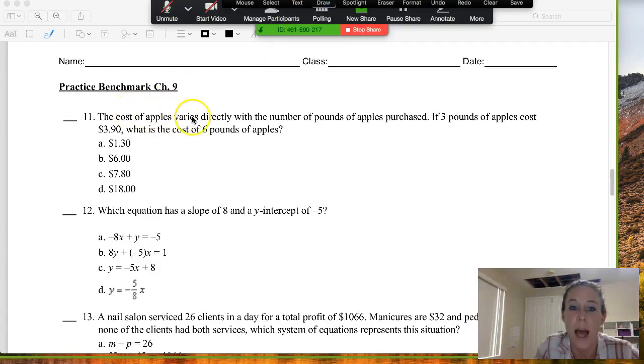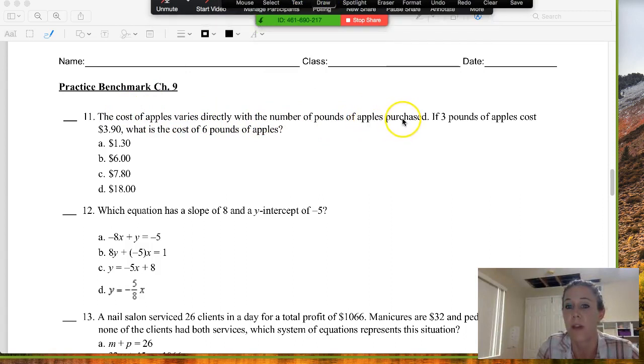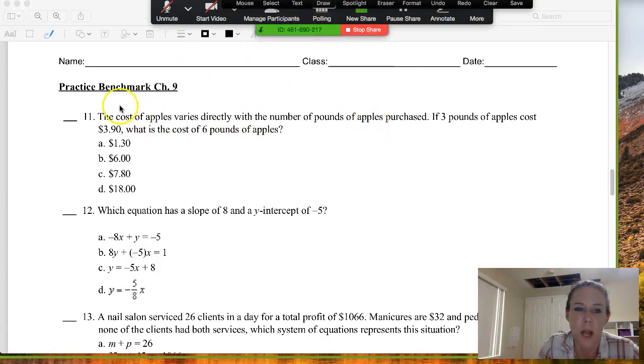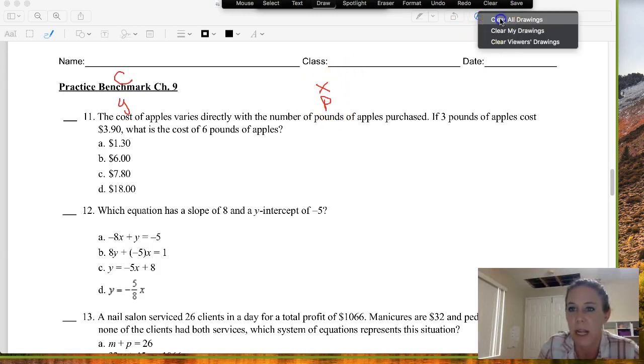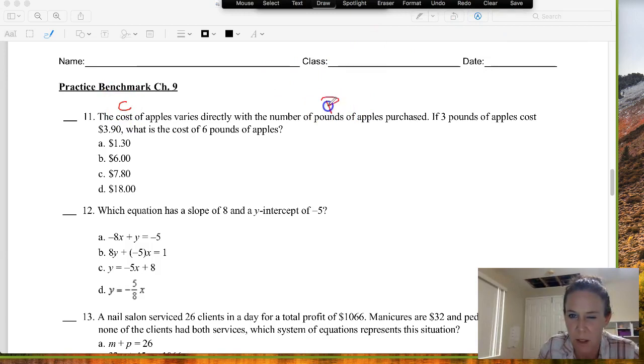Okay, number 11, the cost of apples varies directly with the number of pounds of apples purchased. If you want the cost to be Y, or even a better variable might be C, for the cost. And then pounds could be P, or if you want, it could be X, depending on how you'd like to do it. I'd like to do C for cost and P for pounds, so I know what I'm looking at. So I know the cost varies directly, that variable would be M, we usually use, with the number of pounds, okay? I don't know how it varies, but I know the cost varies with the number of pounds because more pounds is going to cost me more money, right?